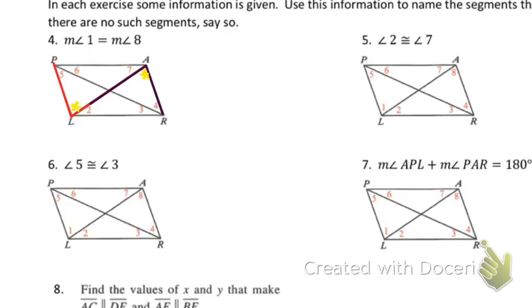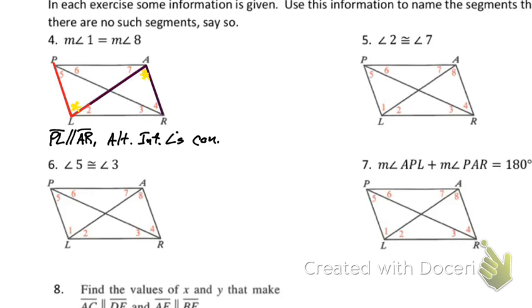Can someone tell me if PL and AR are parallel? And if so, how do we know for sure? Davian? They are? Alternate interior angles. Perfect. So we'd say something like PL is parallel to AR because of the alternate interior angles converse. I know it's a mouthful, and a lot of times it's just easier to put what theorem it is. But like I said, I don't like digging through that packet every single time. I like to just put alternate interior angles converse.